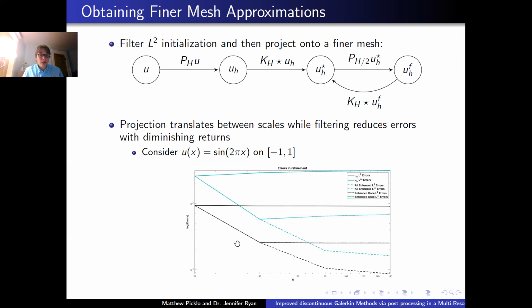Now, if we filter it in between, though, we can actually get a reduced error constant when we project again. If we just keep projecting, though, without filtering, again, it will level off. If we filter between every projection, the error continues to decrease until, again, diminishing returns. It's not going to improve very much. So what is a general framework for moving from coarse to fine?